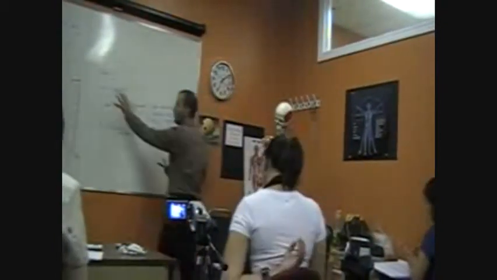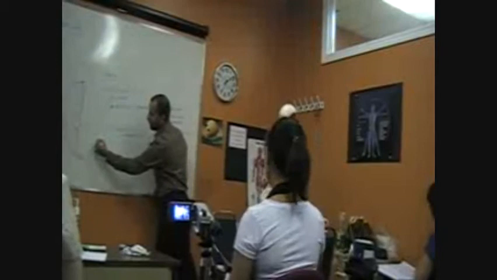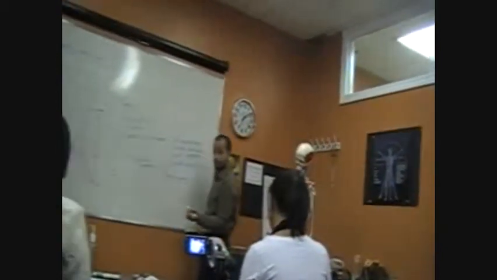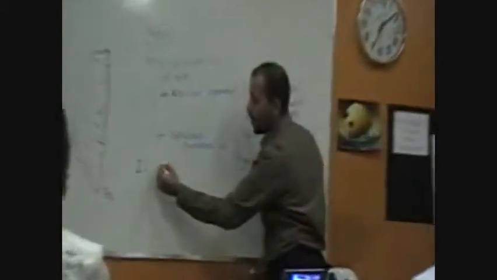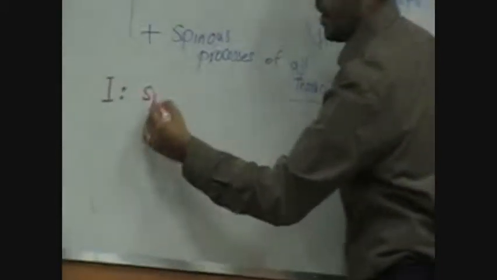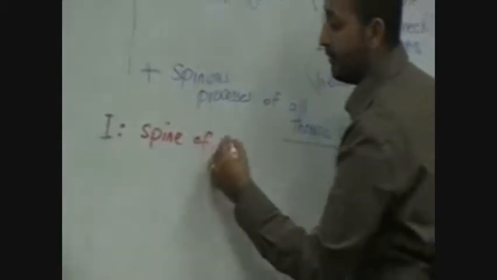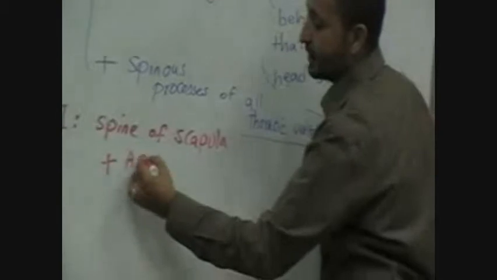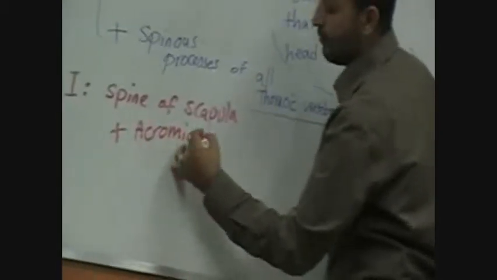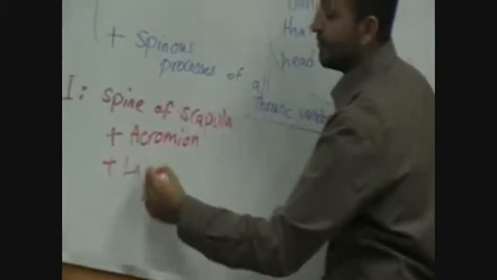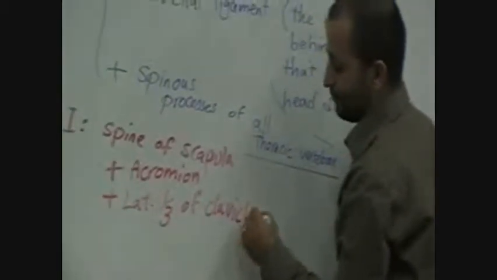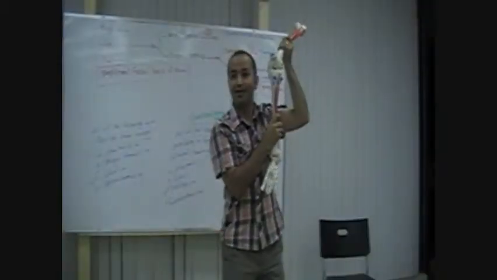Okay, so we learned origin, we learned insertion. Please help me to complete the insertion. What is the insertion of this muscle? It's spine of scapula, plus acromion, plus lateral third of clavicle. Lateral third of clavicle, not through the bones.